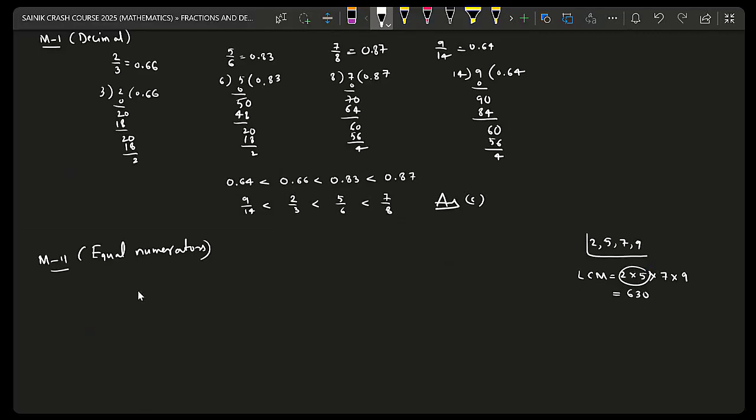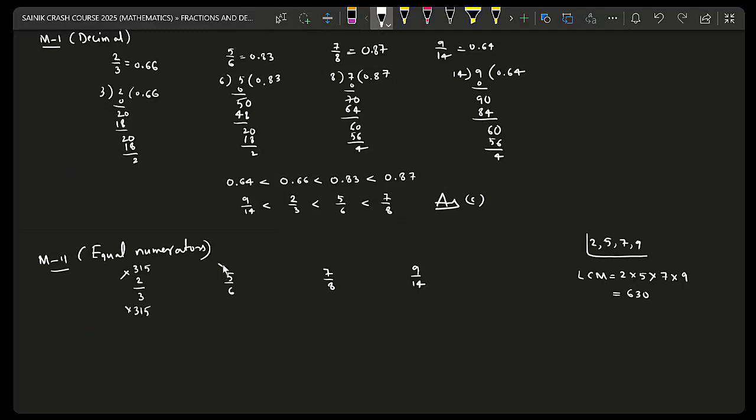Yes, Mayuk, speak loudly. The fractions are 2 by 3, 5 by 6, 7 by 8 and 9 by 14. So I want to convert the numerators to 630. 2 multiplied by which number can I get 630? The clue: except 2, take the remaining numbers. Sir, 315. Multiply by 315.